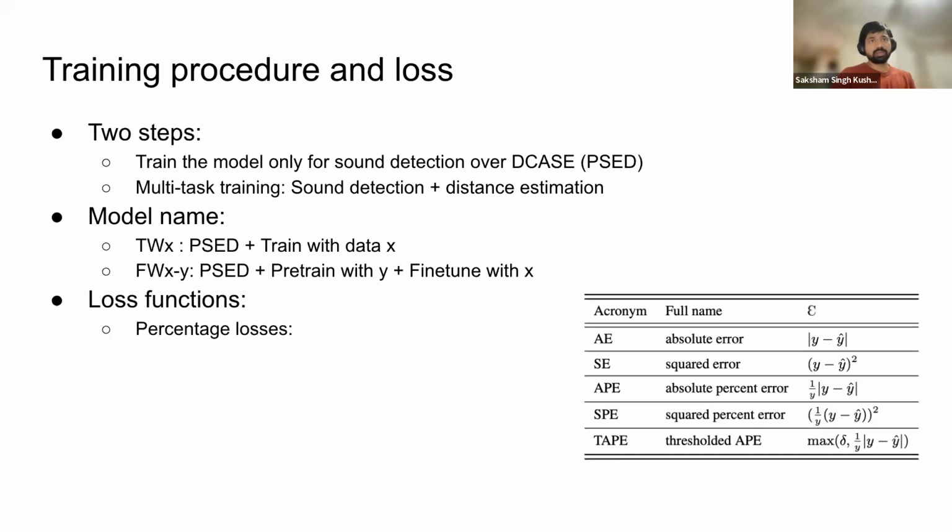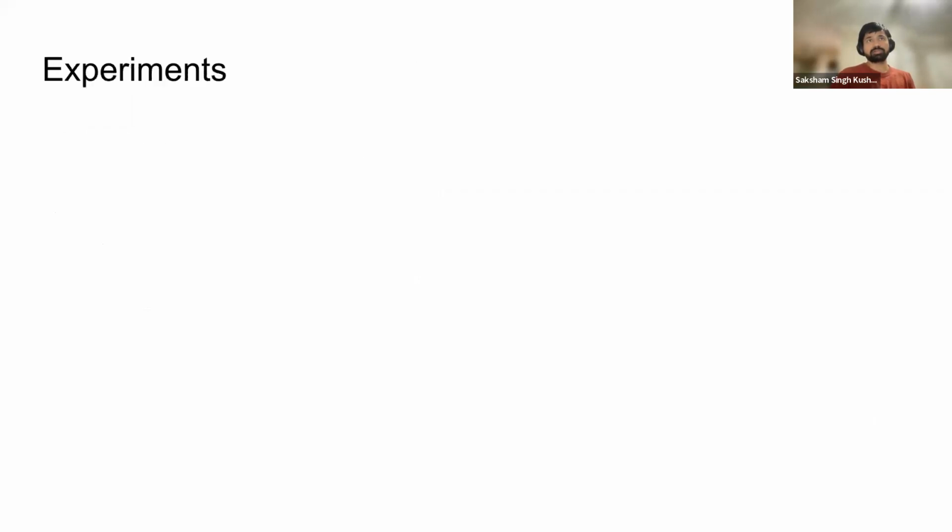Apart from the standard L1 and L2 loss, we introduced percentage-based losses that basically divide the loss by the true distance. The key idea behind this is that a 0.1 meter error for a true distance of 1 meter should have a higher loss when compared to a 0.1 meter error for a sound source that has a true distance of 10 meters. And here we have shown the exact formulation of the losses.